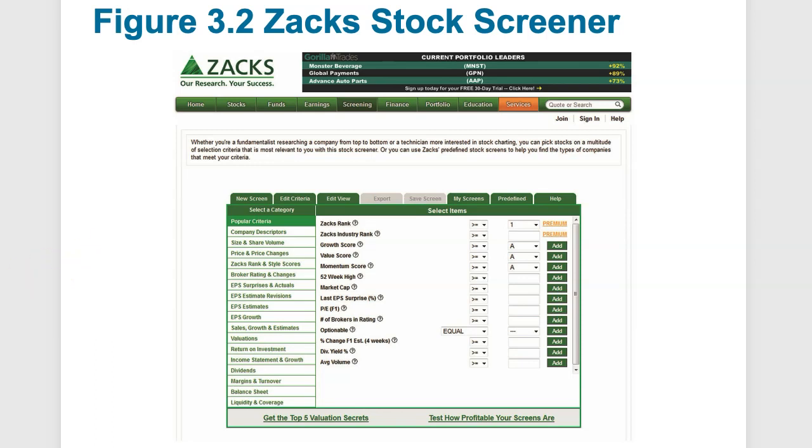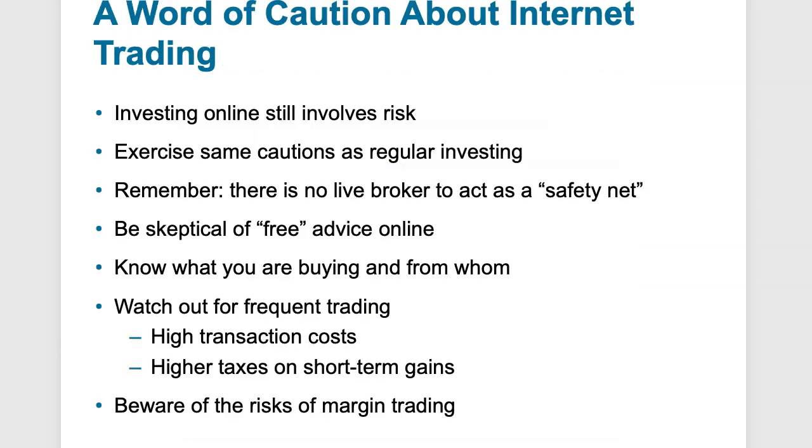So it's always fun to look around and play with these stock screeners. Now, some word of caution about the internet. There's been a lot of talk about internet trading, which I'm going to say includes trading on apps. So when you trade so quickly and can make multiple trades with zero cost, there is going to be risk involved.